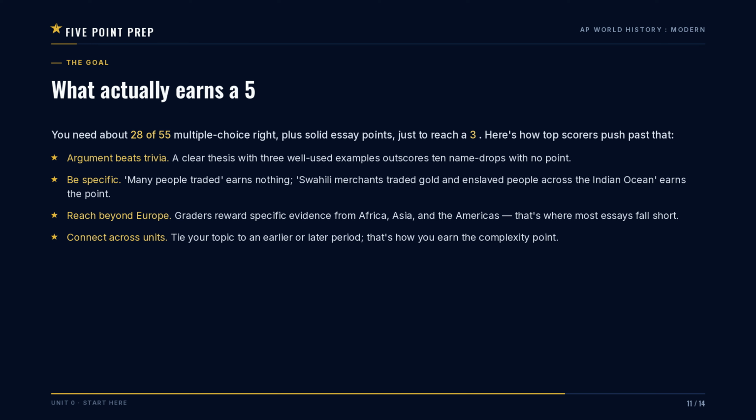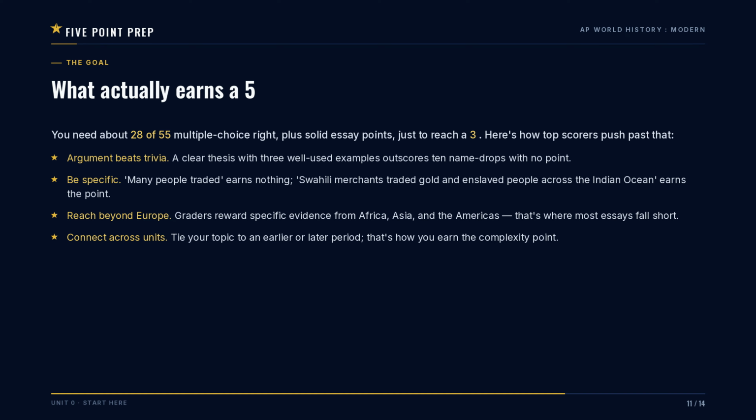So what actually earns a 5? Start with the floor. You need roughly 28 of the 55 multiple choice questions correct, plus solid essay points just to land a 3. Here is how the top scorers climb higher. First, argument beats trivia. A clear thesis backed by 3 well-used examples will always outscore 10 names dropped with no point behind them. Second, be specific.